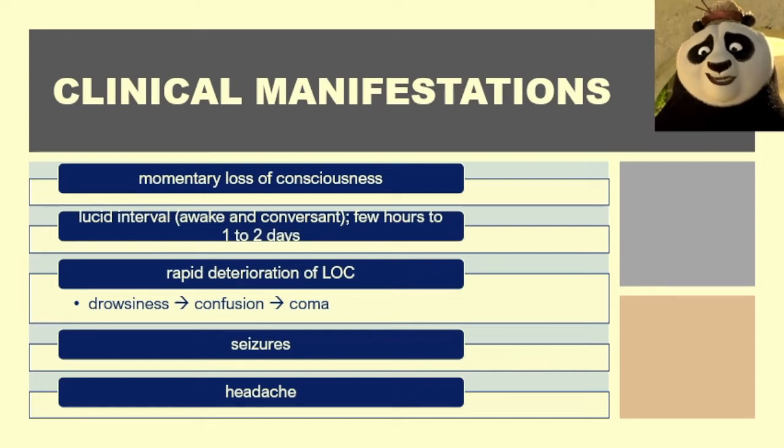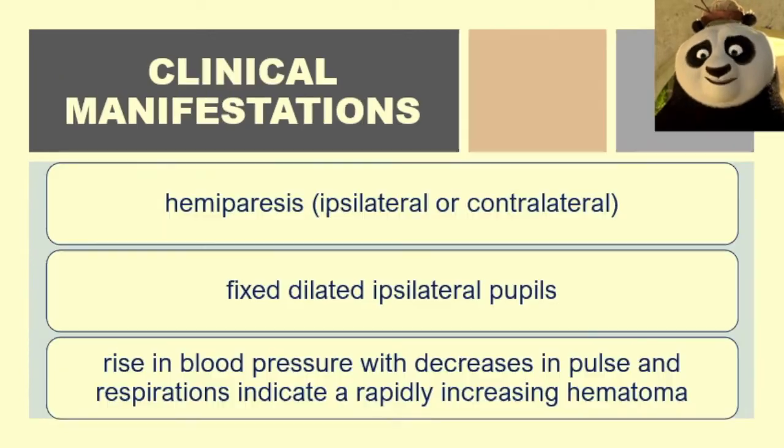Hence, the patient may have rapid deterioration of the level of consciousness, which would be on the continuum of being drowsy, confused, going towards coma. Then your patient would have seizure and even headaches. Now, other than that, your patient may have hemiparesis. Depending on the gravity, or depending on the extent of the compression of the nearby tissues, your patient may have ipsilateral or contralateral hemiparesis. When I say ipsilateral, that is on the same side. When I say contralateral, that will be on the opposite side.